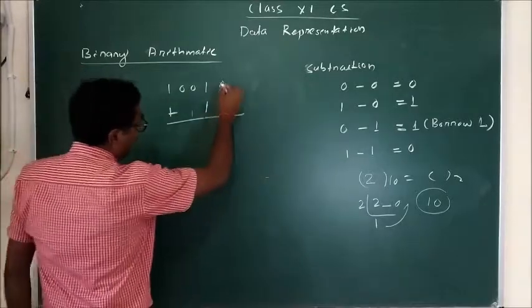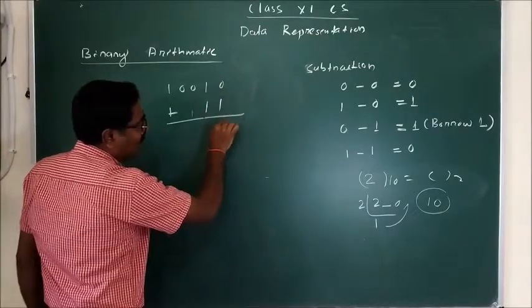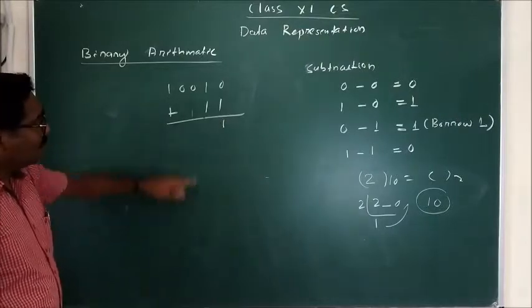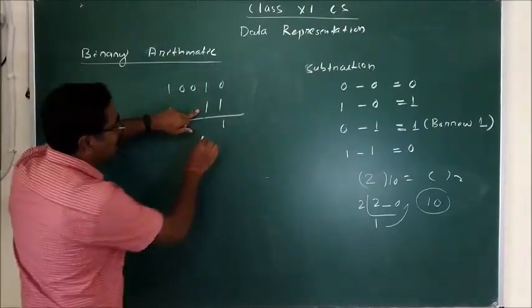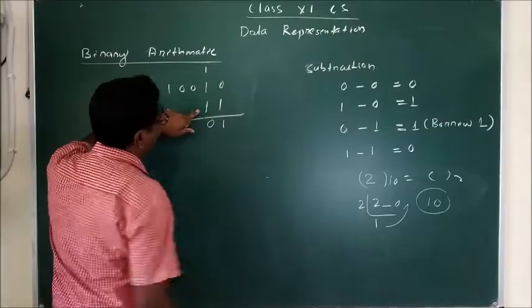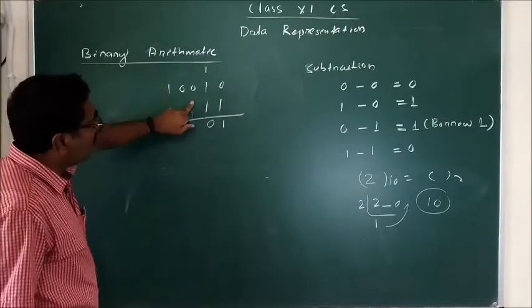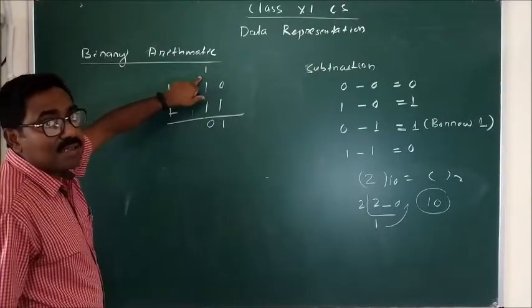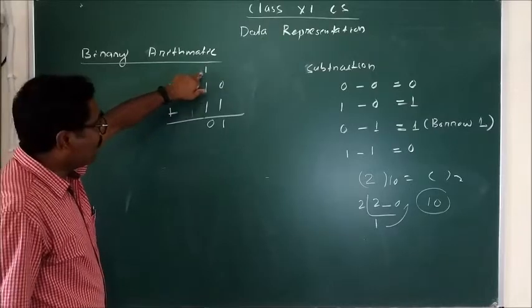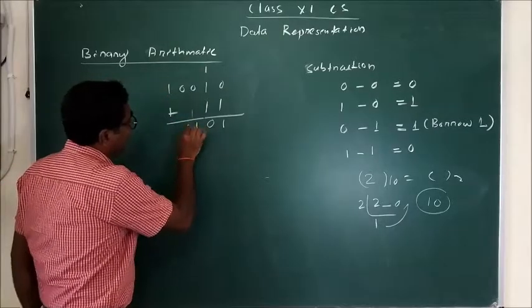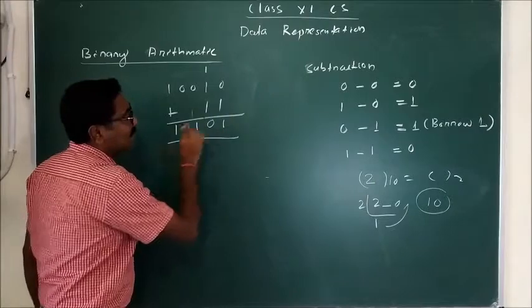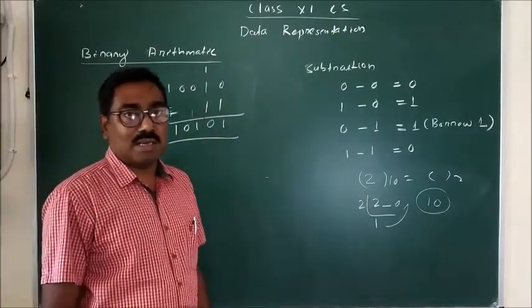So what is now 0 plus 1 is equal to 1. 1 plus 1 is 0 with carry 1. So this 0 plus we have to add this carry 1. Now the number is 1. Then this is 0 and this is 1. This is the addition of binary.